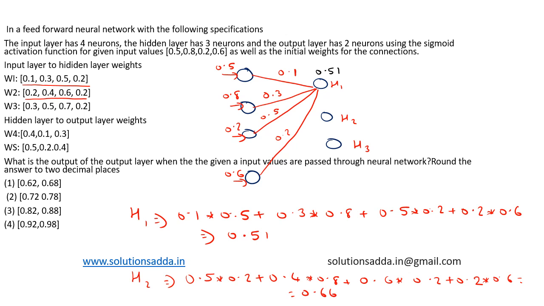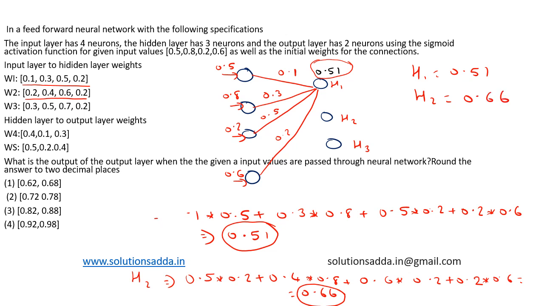Actually, 0.51 will not be the final output that is produced by H1. This will be passed through the sigmoid node activation function. So H1 is 0.51, H2 is 0.66. Let's note it down somewhere.